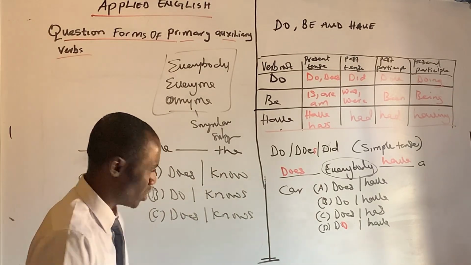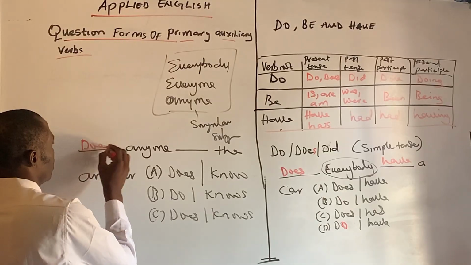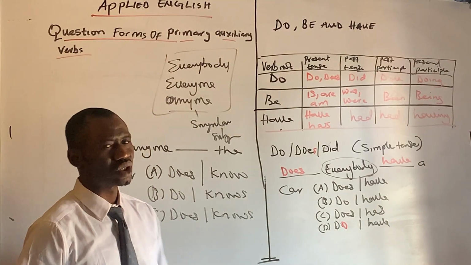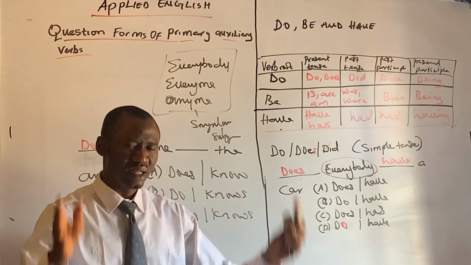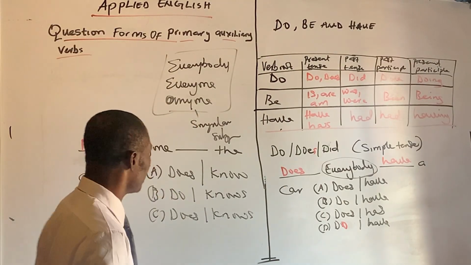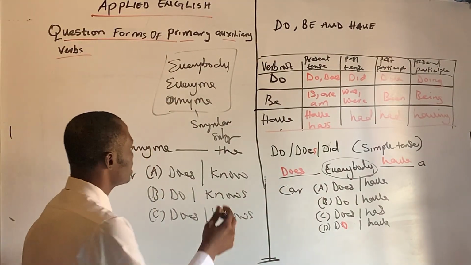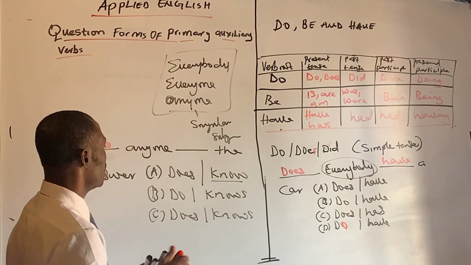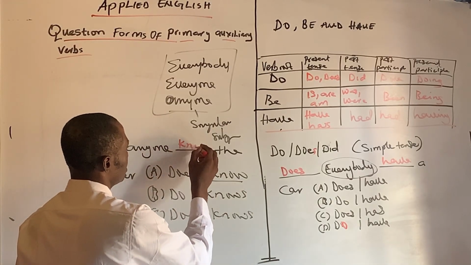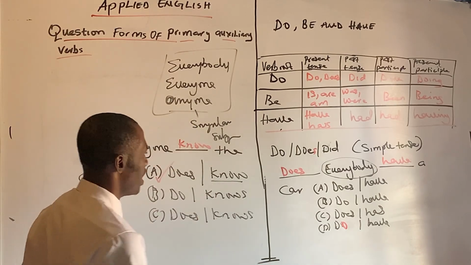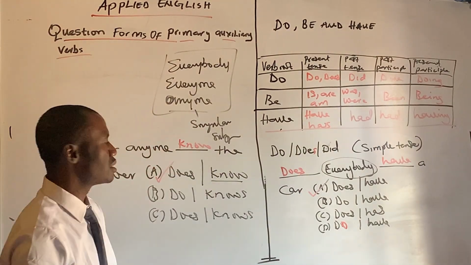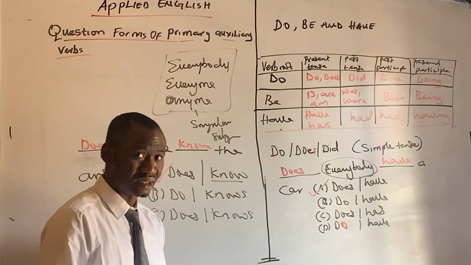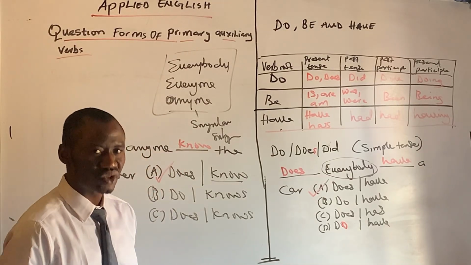Whenever you see does, a primary auxiliary verb, do, does, did, used to ask a question, the main verb should remain in its base form. Now, the main verb to come here is know, and the auxiliary verb is does. So what should be here is know. So option A is correct. Does anyone know the answer? Not does anyone knows the answer.